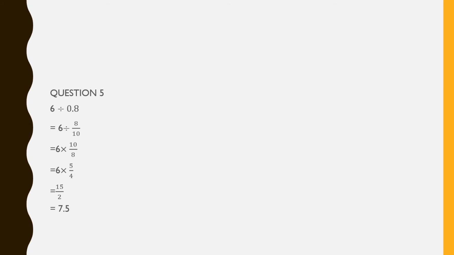Question 5. 6 divided by 0.8. As we can see, 6 is the whole number and 0.8 is the decimal number. So first we will convert the decimal part into a fraction, which will give 6 divided by 8 by 10, as there is only one digit after the decimal.